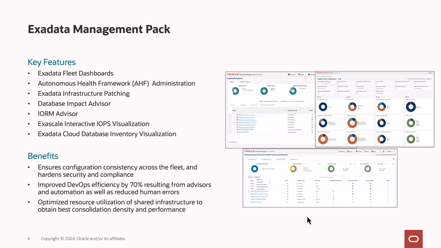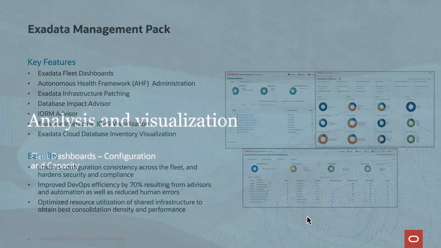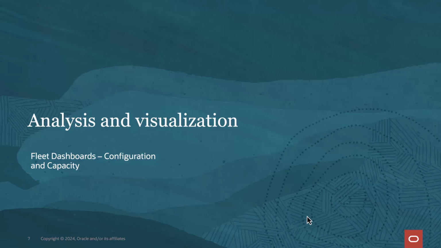The benefit of adopting these features is that we're providing tools to ensure configuration consistency across the Exadata fleet, which helps with security and compliance. Automation provides DevOps efficiency of up to 70% by using advisors and automation, and it will reduce human errors as well. And last but not least, it will help with resource utilization for a better consolidation density. The first area here is visualization with dashboards.